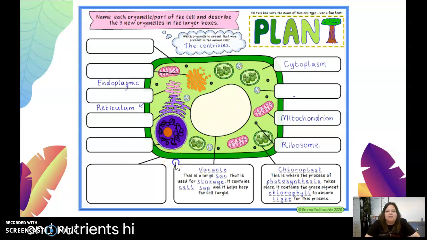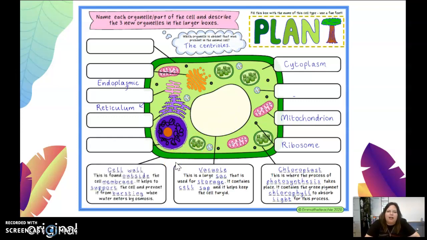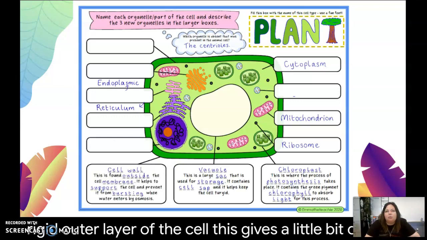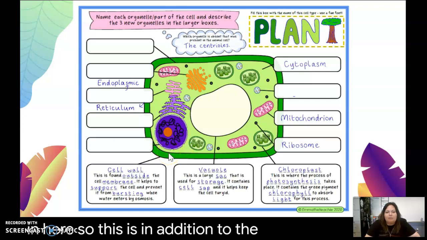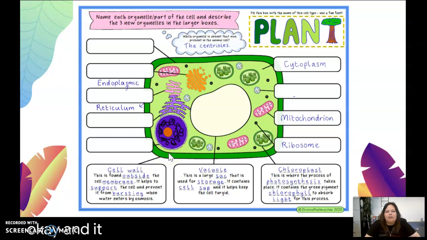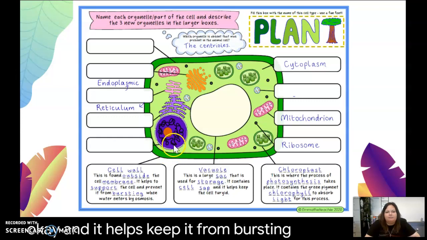Okay. Next, we have our cell wall. This is our rigid outer layer of the cell. This gives a little bit of extra support to the cell. There is still a cell membrane in here, so this is in addition to the cell membrane, okay? And it helps keep it from bursting.